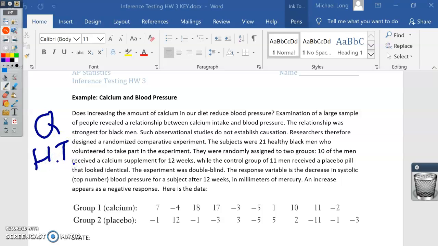And I also notice here that there's two groups. Remember, the last video I talked about how there might be two sets of data, but it's a one sample test in disguise when it's the same people doing the experiment twice. This is not the same people doing it twice. These are two different groups. So this is going to be a two sample test, because we have two different groups of people. And one group is given the calcium, one group is given the placebo.